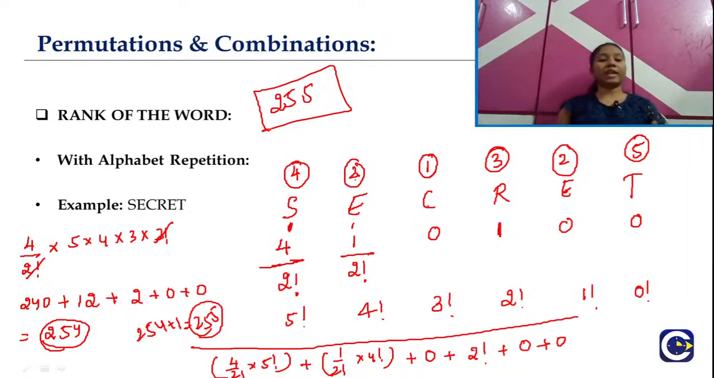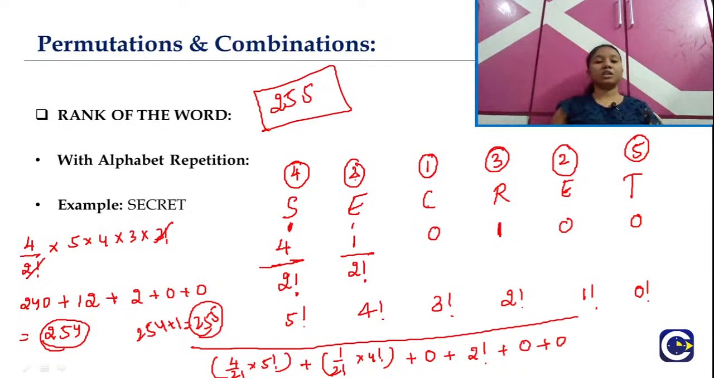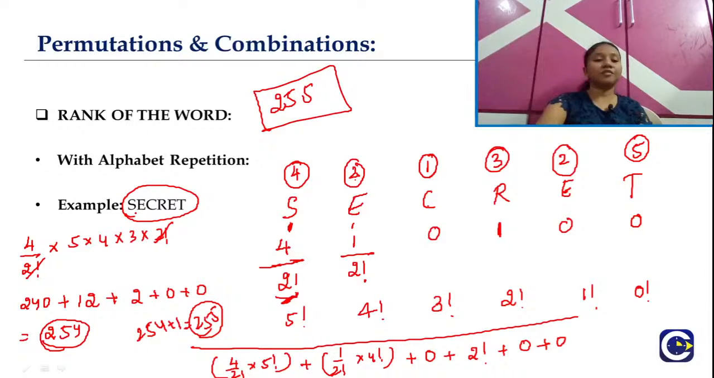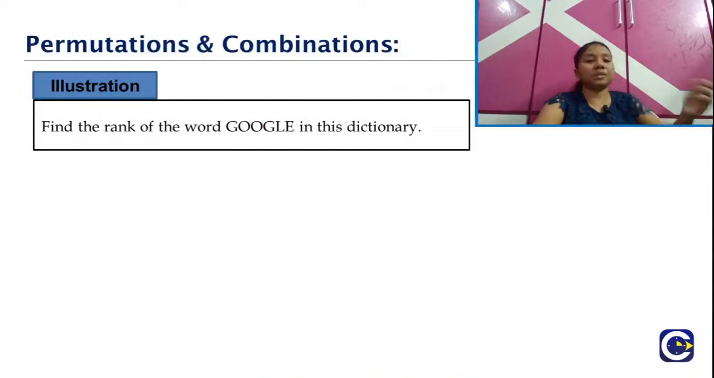Now you can identify the difference between the procedure when alphabets are not repeated and when we have alphabets with repetition. This division will be the major difference here, and the remaining steps in the procedure will be the same. And here the rank of the word SECRET is 255. Now I'll give you a few questions related to this in order to practice. Let's move on to the next question.